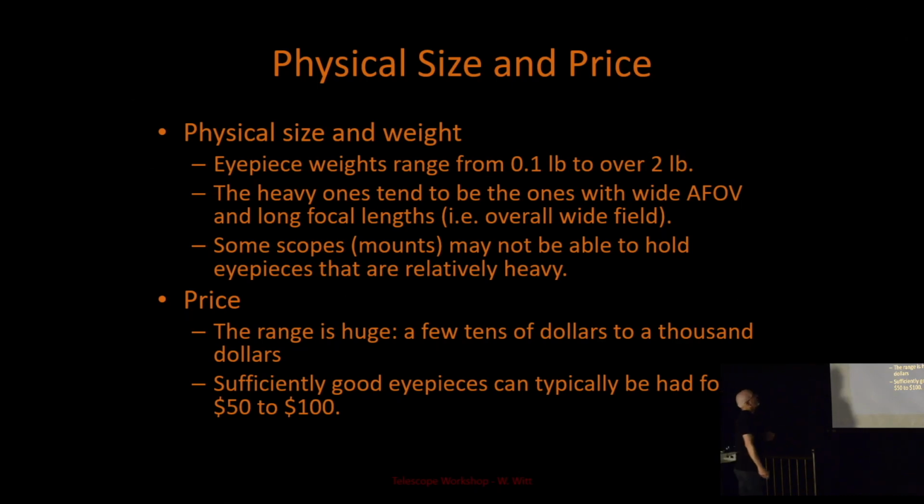So trade-offs also include physical size and weight. Eyepiece weight can range from like 1/10 of a pound to 2 pounds. Some of these things are huge. And the heavy ones tend to be the ones where you have a really wide field of view. So they're great from the field of view perspective, but they can be super heavy. And some scope mounts will actually start to fall over if you put such a heavy eyepiece in.